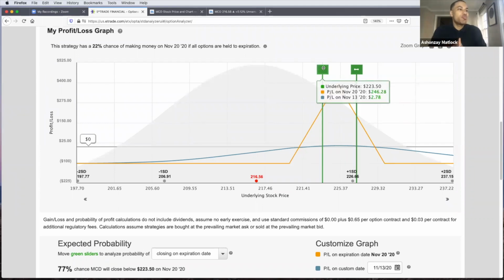if McDonald's price on the 13th is between 223 and 227, then your profit isn't really that much. You can see it's going to be the 278 and the 314. So in order to really profit from this trade, you really need the price of McDonald's to be between your 223 and your 227 on expiration. I really want to stress on expiration. So by November 20th, McDonald's price needs to end in this zone for you to be profitable.